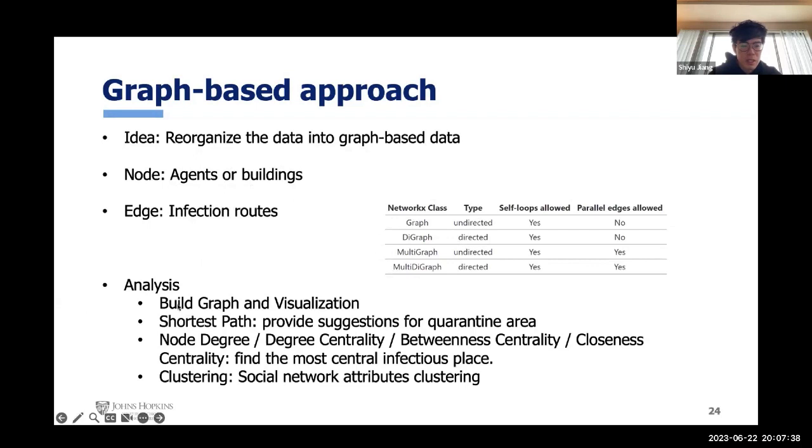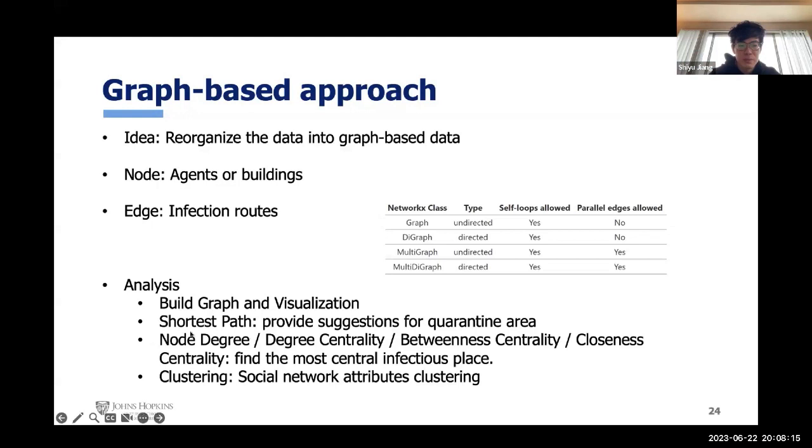And then there are several recommendations. First, the shortest path can provide suggestions for quarantine areas. Because we are building the graphs with edges based on the infection, we can see that if a building is infected, we can check back to see the other buildings that have high risks or the shortest path that is related to this building. So we can give some precise recommendations based on that.